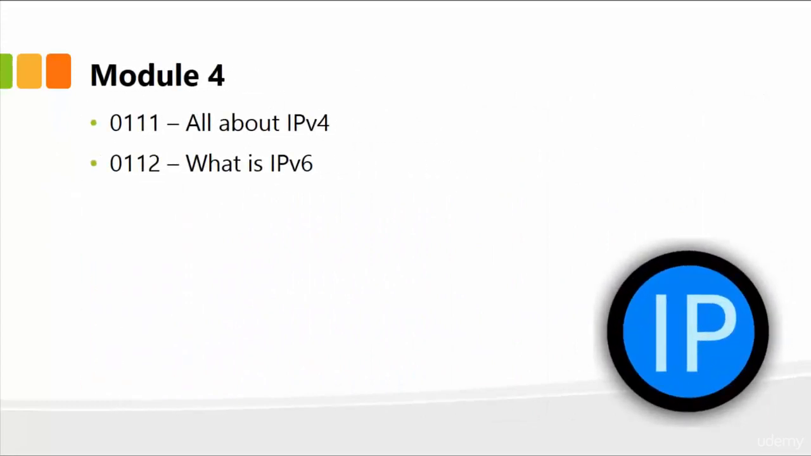Module 4 is all about IP version 4 and IP version 6. So this is where we'll get more deeply into what the Internet Protocol is all about. 99% of the networks today still use IP version 4, even though IP version 6 is out there. So I'll demonstrate what the differences are between these two versions.